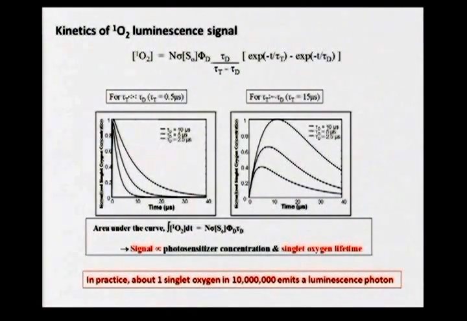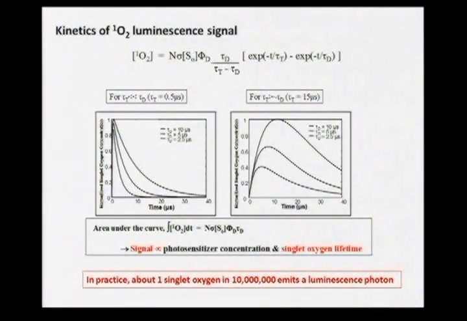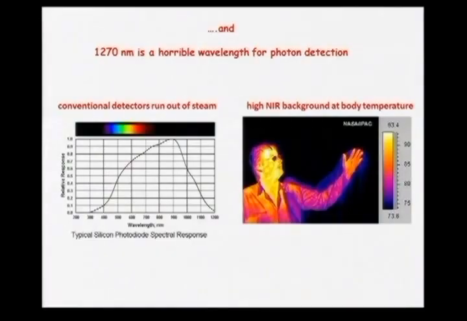And I just told you earlier that the singlet oxygen lifetime is very short, and in practice, only about 1 in 10 or 100 million emits a luminescence photon. So this signal is very weak.